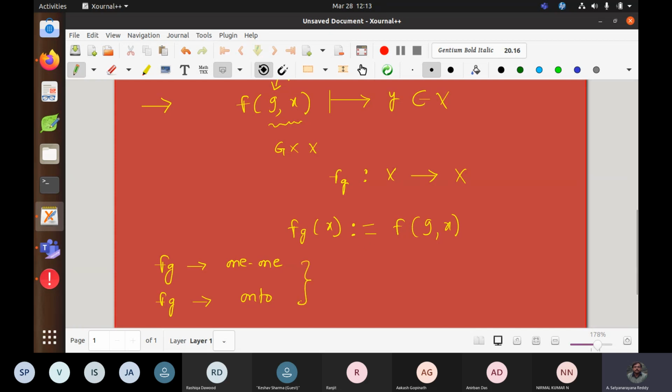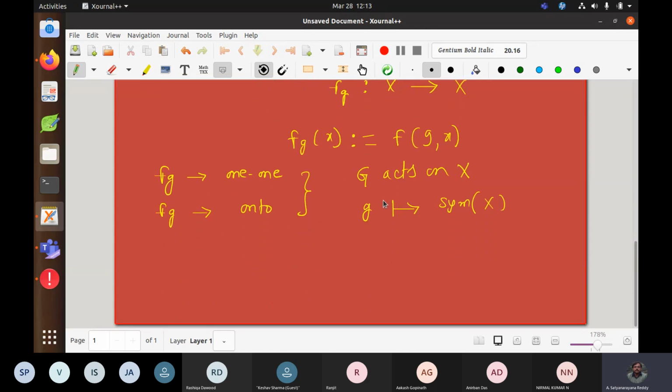So from that what we concluded: once we have a group action, G acting on X, then each g is going to give an element in the symmetric group of X. This is what we observed. Once G acts on X, we have a group action, so every element becomes a map from X to X. Not only that, it is 1-1 and onto. That means it is an element in the symmetric group of X.